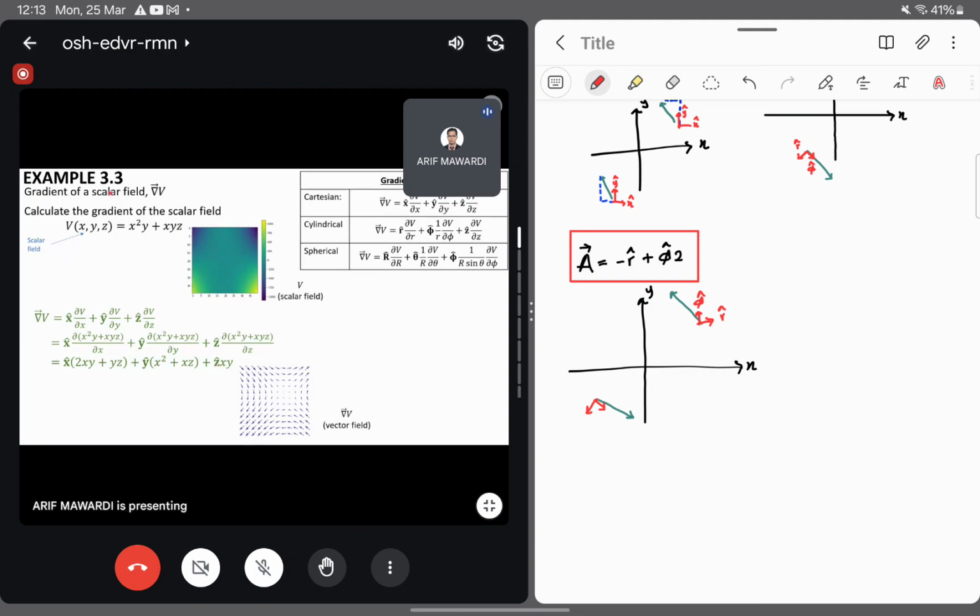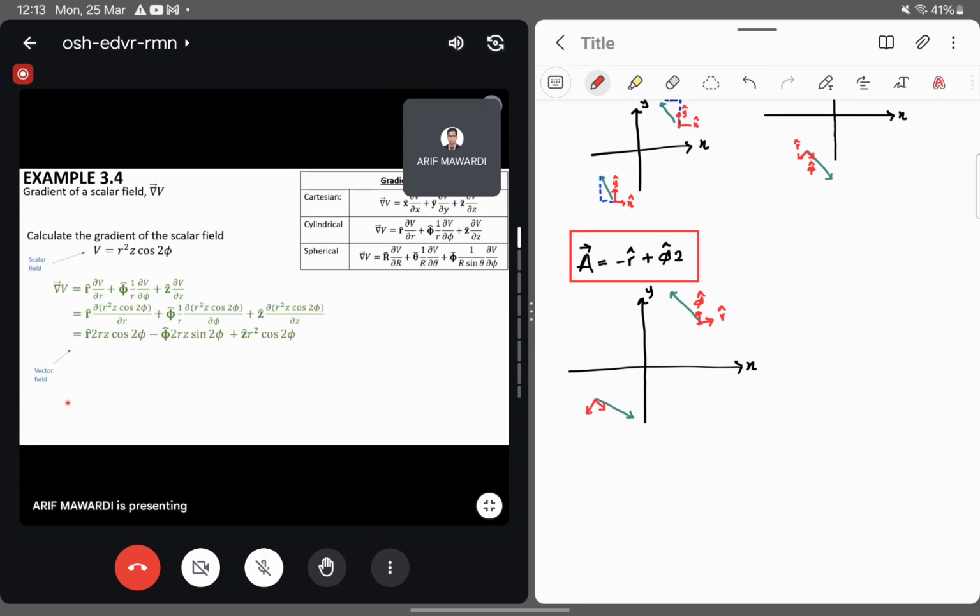You can only perform the gradient on a scalar field, and when you do, you will get a vector field. This is illustrated here: this is your scalar field, and when you perform a gradient on it, you will get a vector field. The same thing here. You can perform this either in the Cartesian coordinate system or in the cylindrical coordinate system. Don't worry, I will not explain this now; I will make a separate video explaining how to do this.